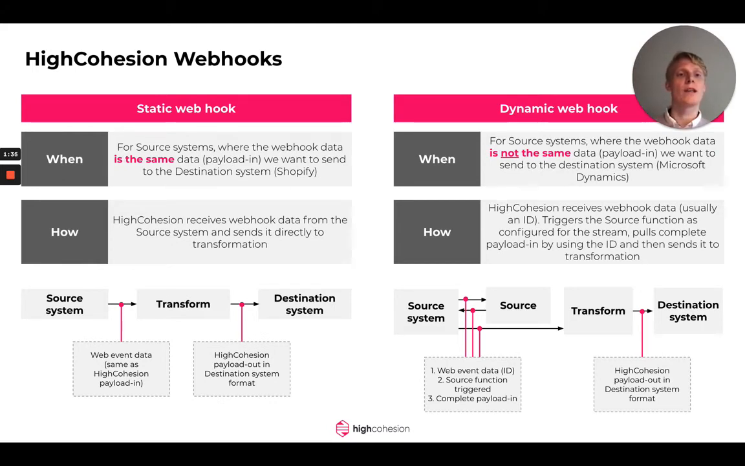HighCohesion receives webhook data, usually an ID, that then triggers the source function as configured for the existing stream, and then pulls the complete payload in using the ID before sending it to the transformation. You can see that in the illustration below, where the source system, for example Microsoft Dynamics, is sending an ID to the source. The source is using that ID as a trigger to then find the order data that we want, for example. We go back to the source system, fetch the full payload in, and then we send that to the transformation to then post it to the destination system post-transformation.